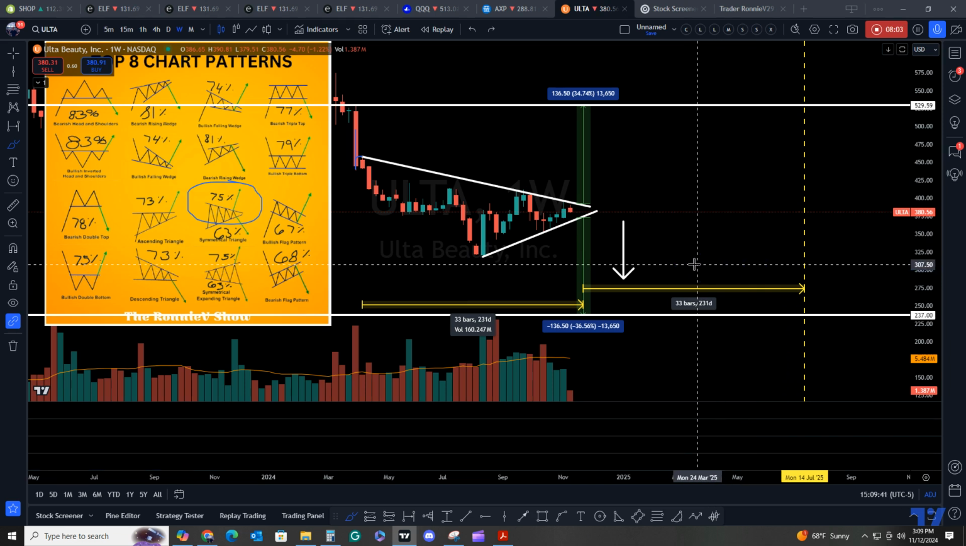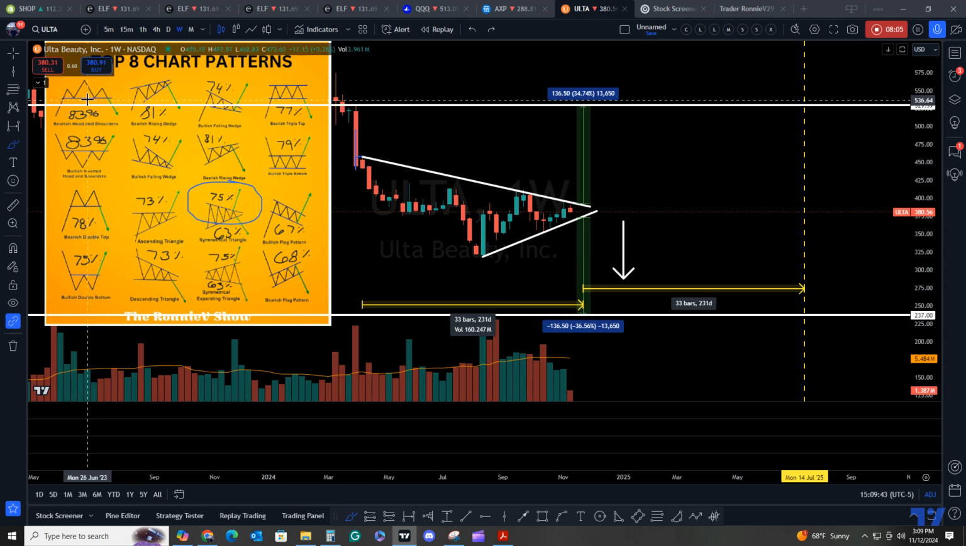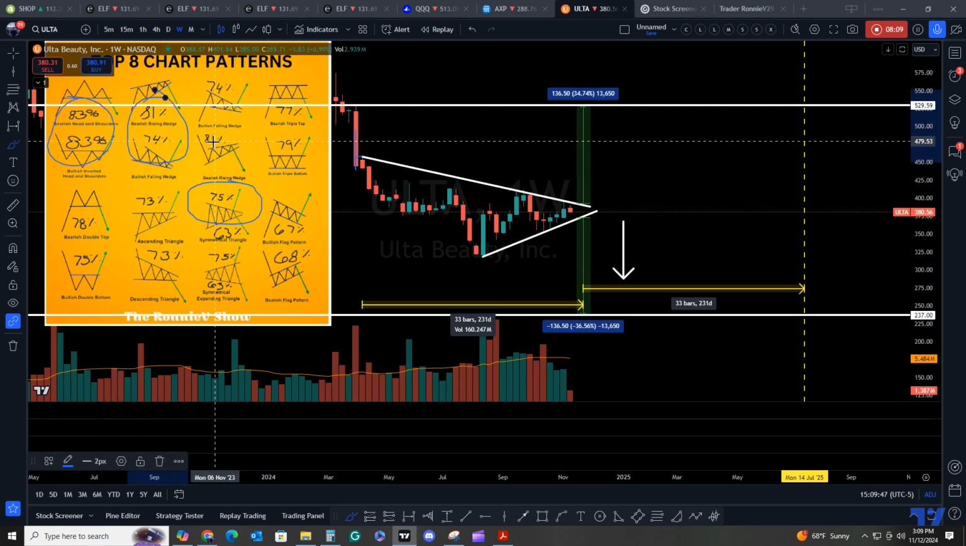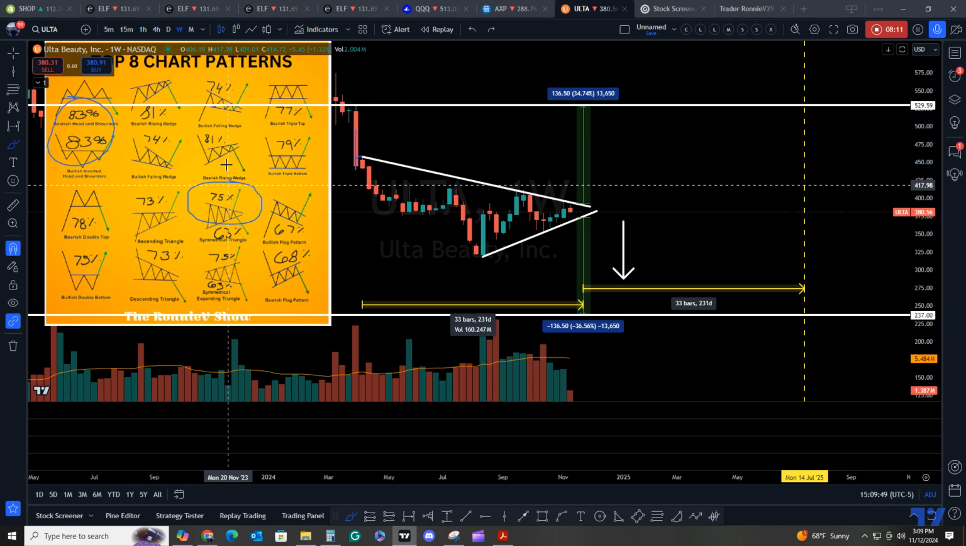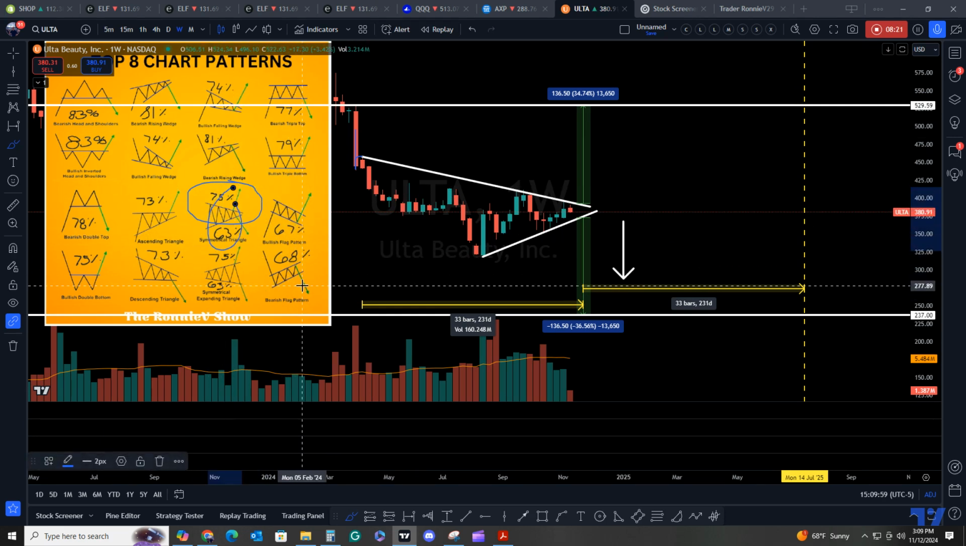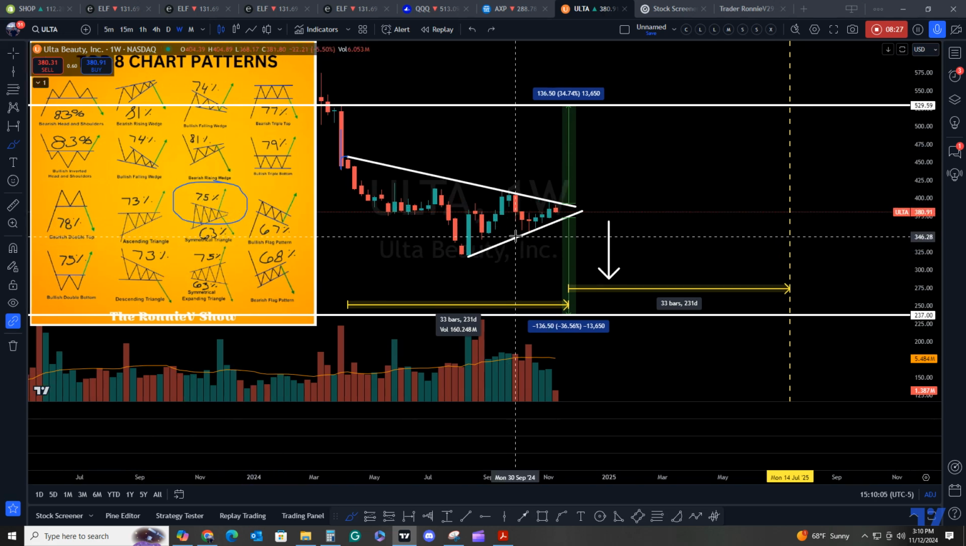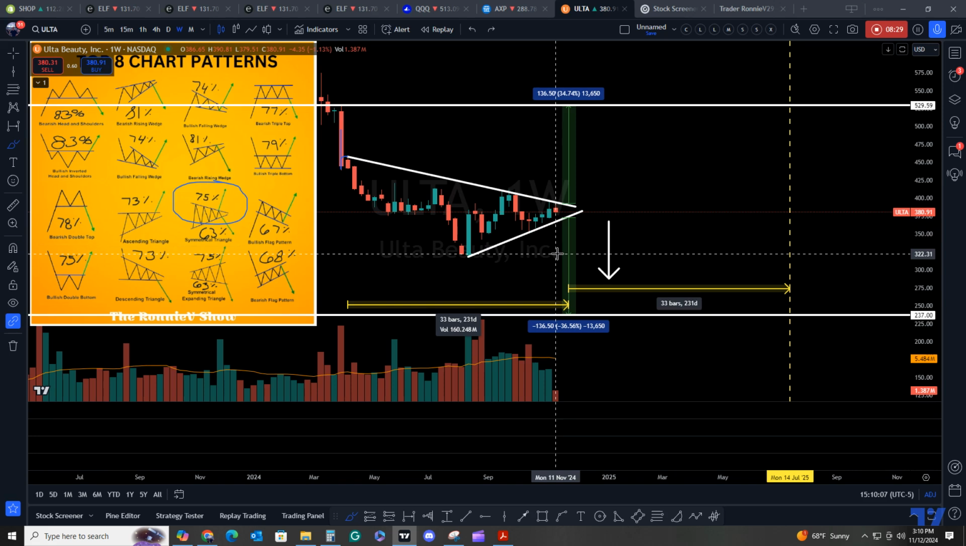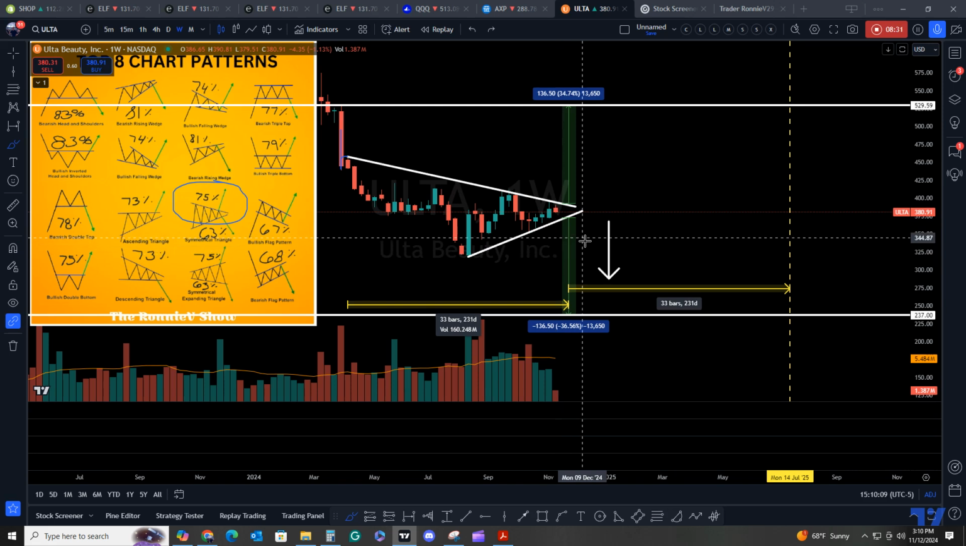Some patterns, like the head and shoulders, have an 83% success rate. Some have 81%, like a bullish falling wedge. Some are more successful than others, obviously. So we just talked about the bull flag. Now we're talking about the symmetrical triangle pattern, and we're going to keep on going through these, talking about the ones that have increasingly successful odds of happening.